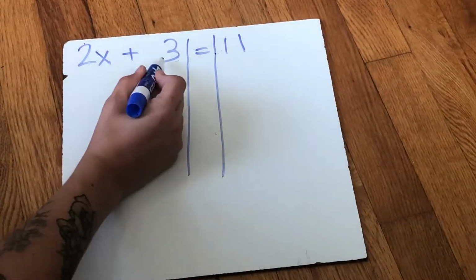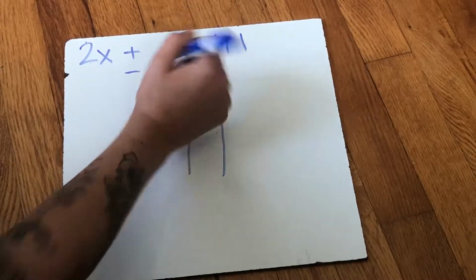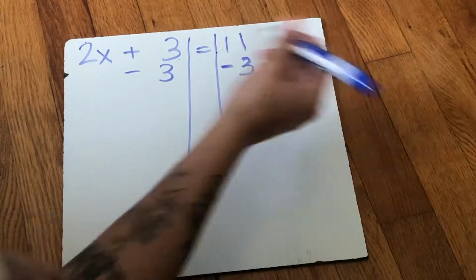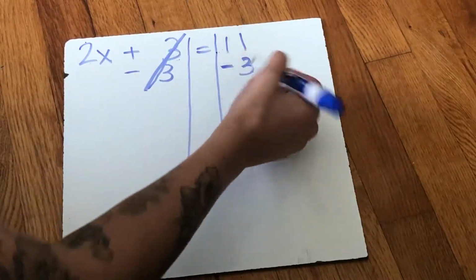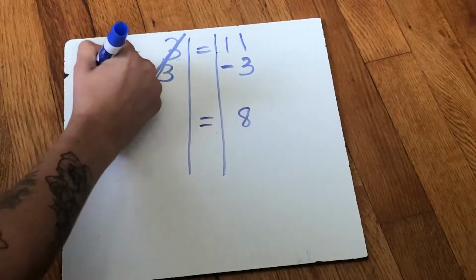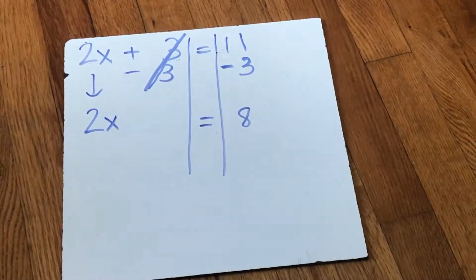So if I'm looking at this plus 3, I know the opposite of addition is subtraction, so I'm going to subtract 3, and whatever I did to this side, I have to do to that side. So a positive 3 minus 3 cancels that out, and 11 minus 3 is 8. Now I'm going to bring my 2x down, because that's what's left over since that canceled out.